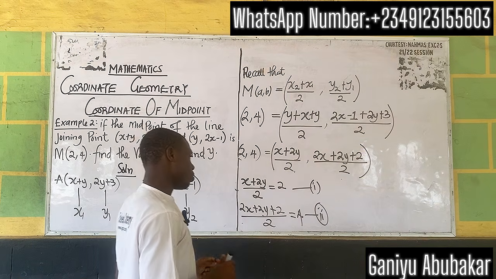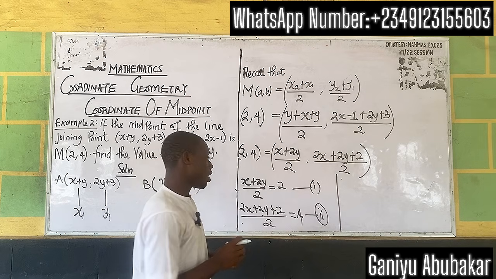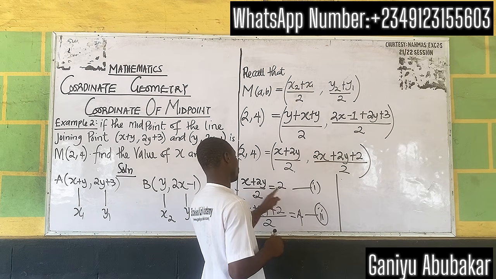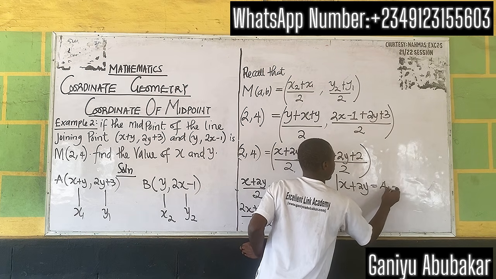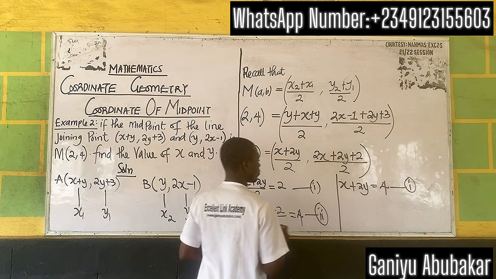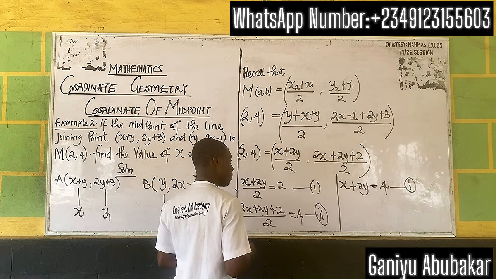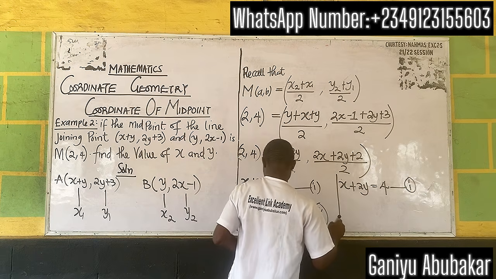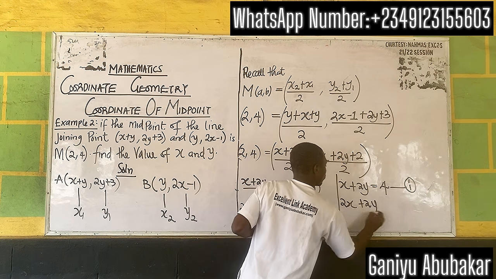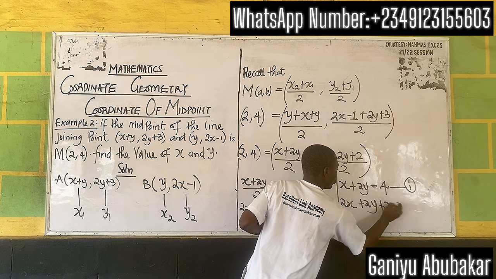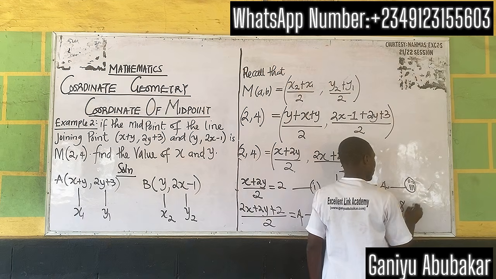I'll simplify equation 1 to have a better version. So for a better version, I'll be having 2 times 2 gives you 4. That gives you x + 2y = 4. Call this equation 3. This one here gives you 2x + 2y + 2 equals 2 times 4, which gives you 8. So I have 8 here. Call this equation 4.